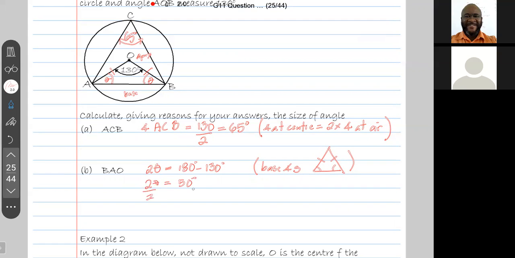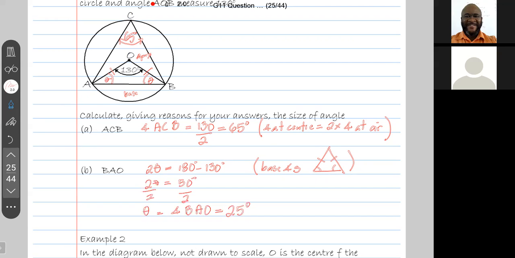Divide both sides by 2. And so we get theta, which is angle BAO, equal to 25 degrees. So we would answer our questions something like that. Notice that with all these questions, you tend to have to give a reason for whatever statement you make. Let's have a go at example 2.